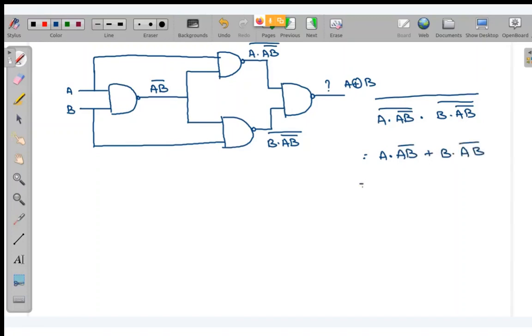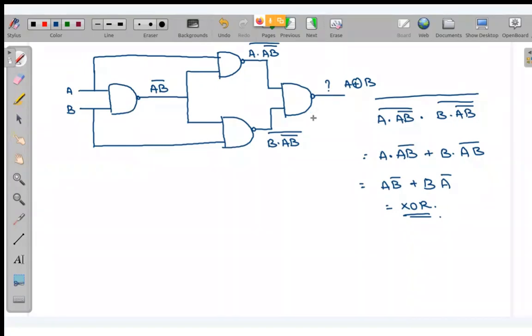So this will be what? This will be A B bar plus B A bar. So that is what is your XOR. Okay, this is XOR. Now if I want to, here you can see 1 2 3 4, 4 gates are required. 4 NAND gates are required for getting XOR.